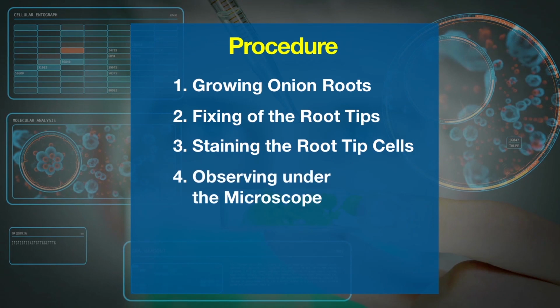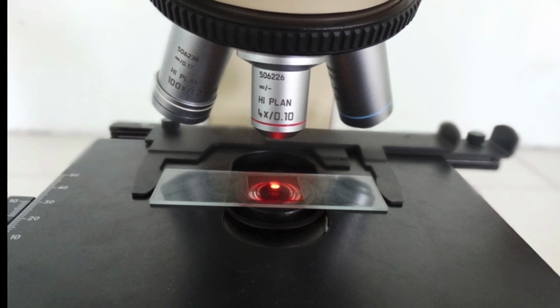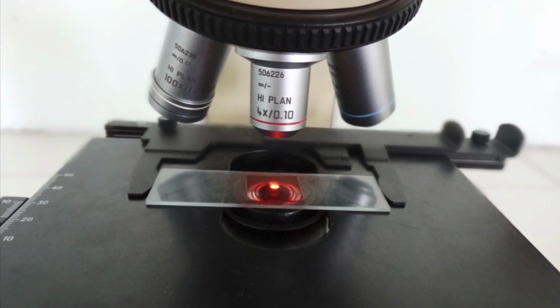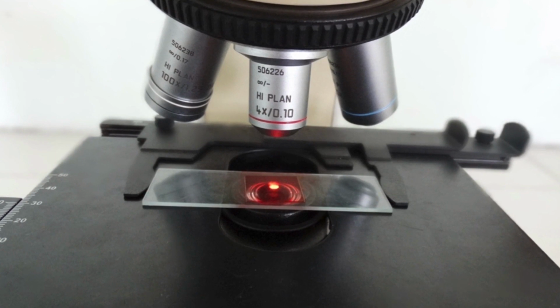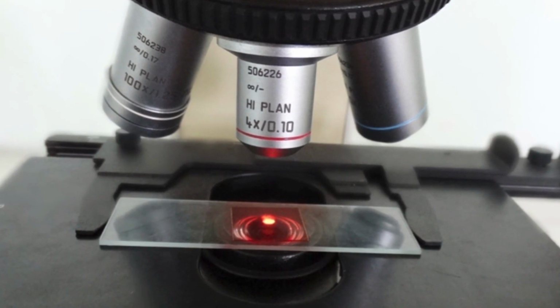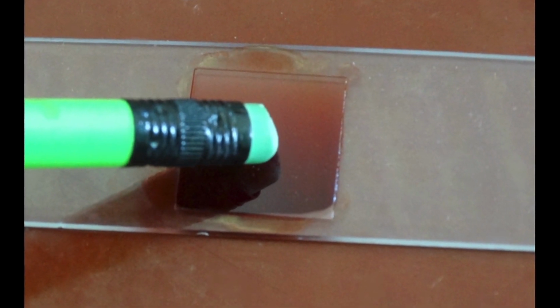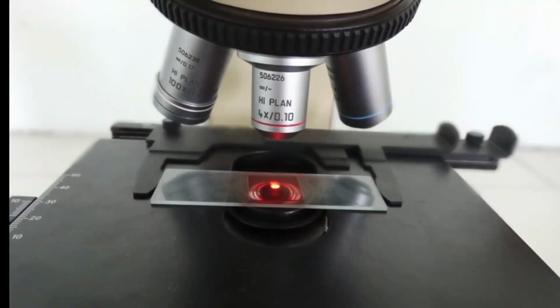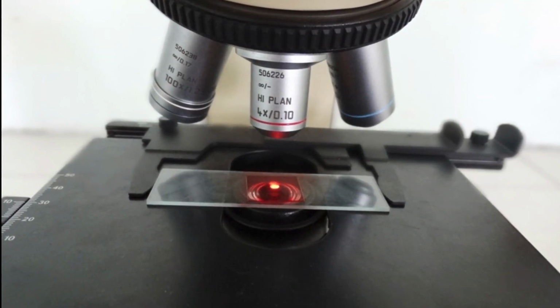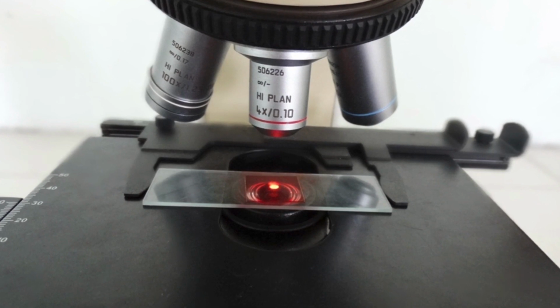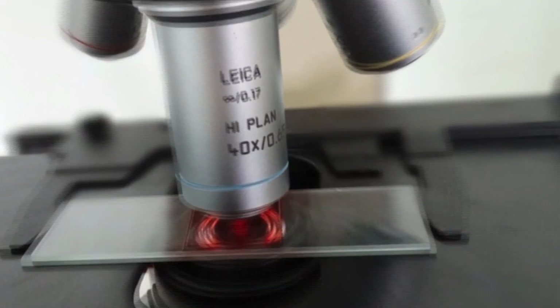The next step is observing under the microscope. Place the slide under the 10x objective of a compound microscope and scan to see if the cells are spread in a monolayer. If the cell spread is thick and does not form a monolayer, then take out the slide and squash the cover slip again with the pencil back. Observe it under 10x objective again. Once a nicely spread monolayer of dividing cells is visible, switch to 40x objective.